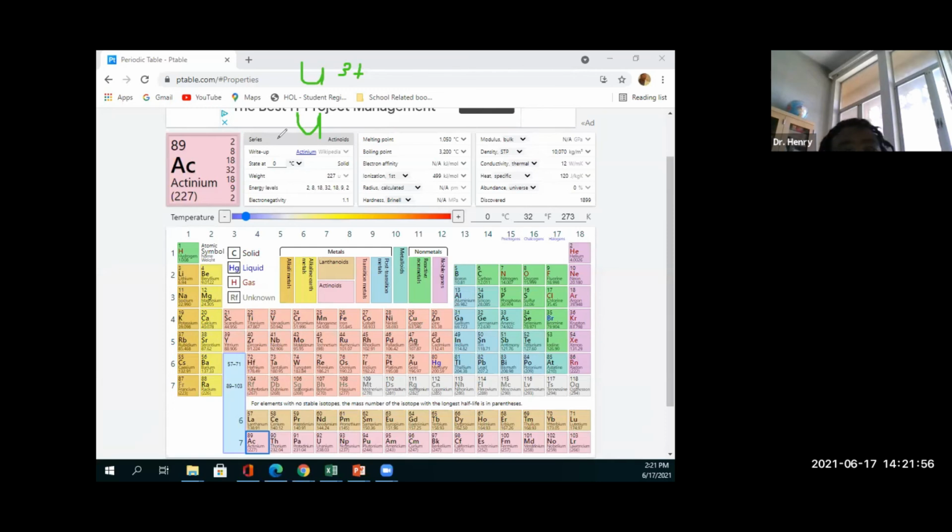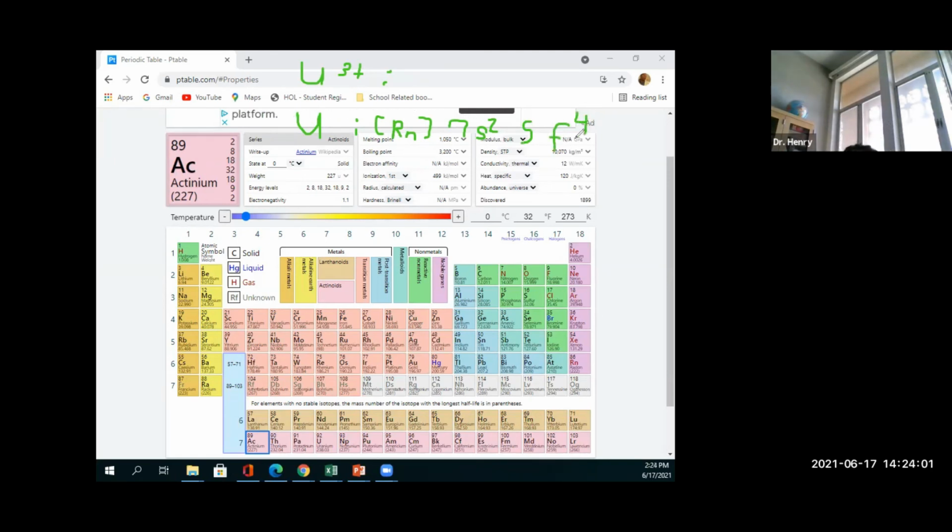Okay, so for uranium, this is what we're doing now. What is the noble gas I'm going to use? Rn. So we use bracket Rn. Then I heard 7s2, and then 5f4. That is correct.